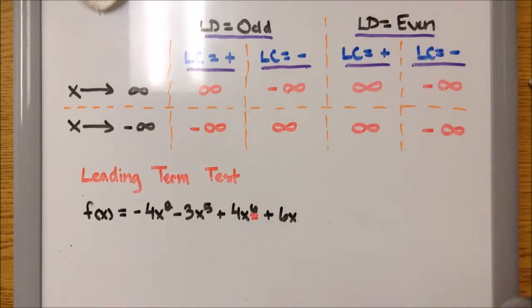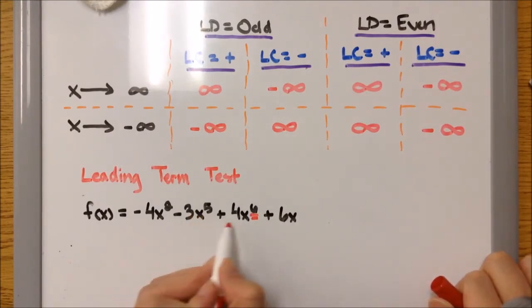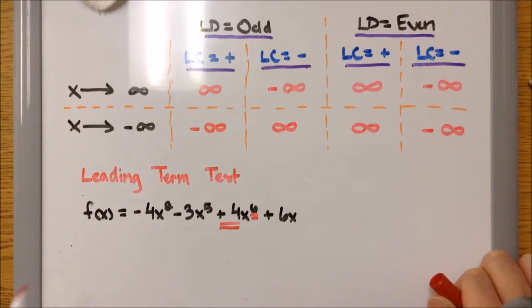Next, you have to identify your leading coefficient. The leading coefficient is the number, or the sign of the number, with the leading degree. That's why it's called the leading coefficient. So our leading coefficient is right here, the number or the sign of the number with the leading degree.